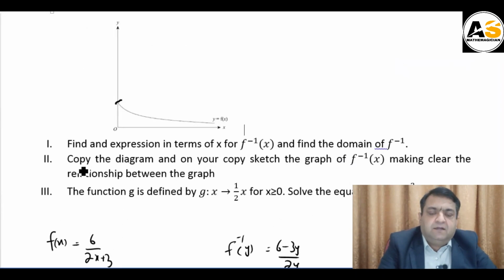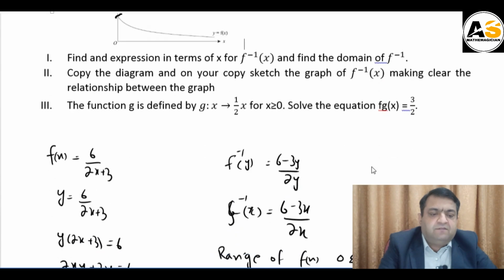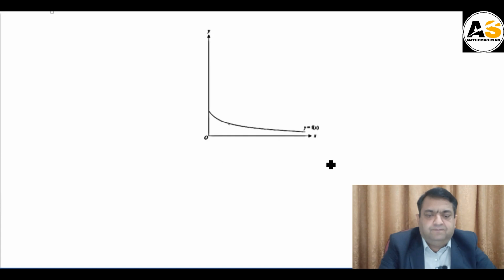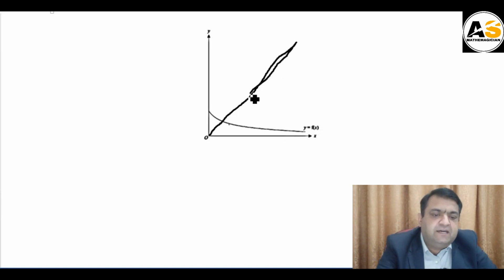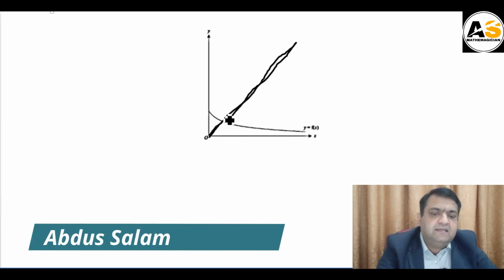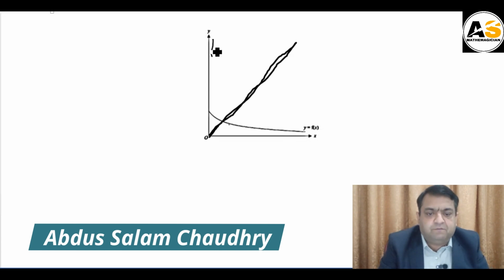Now in the second part, we are asked to copy the diagram and sketch the graph of f inverse on that diagram. I have copied this diagram for you. Remember the steps for finding f inverse. First of all, we draw the line y is equal to x, which bisects the first and third quadrant. Only the first quadrant is shown in the diagram. Then we draw the reflection of this graph about this line. This is the line of symmetry between the graphs of a function and its inverse. So this will be somewhat like this.